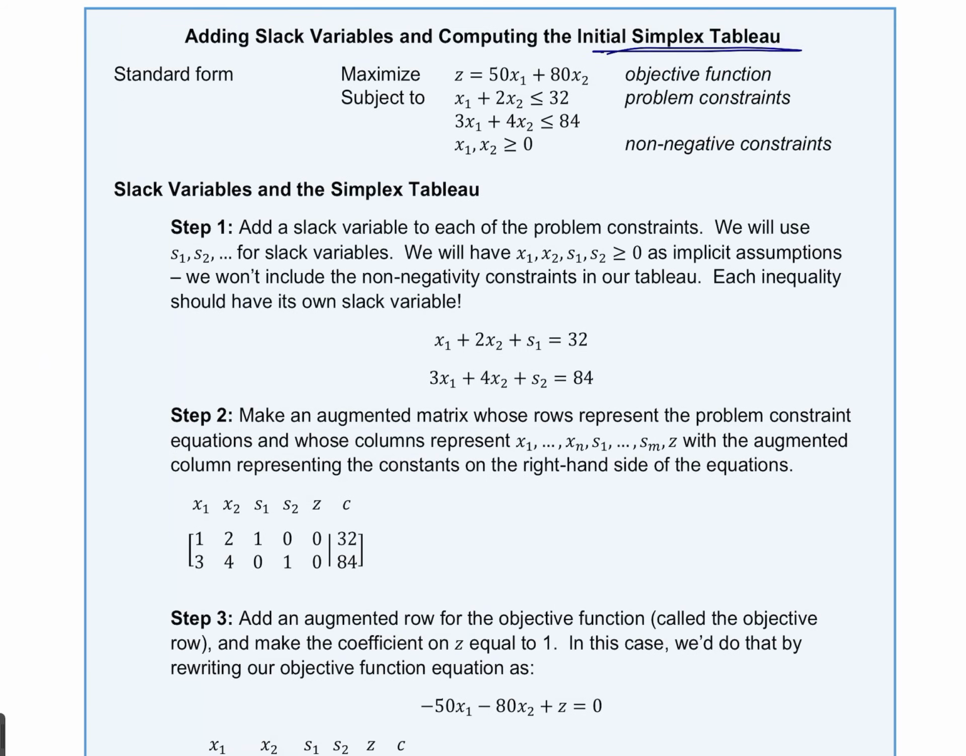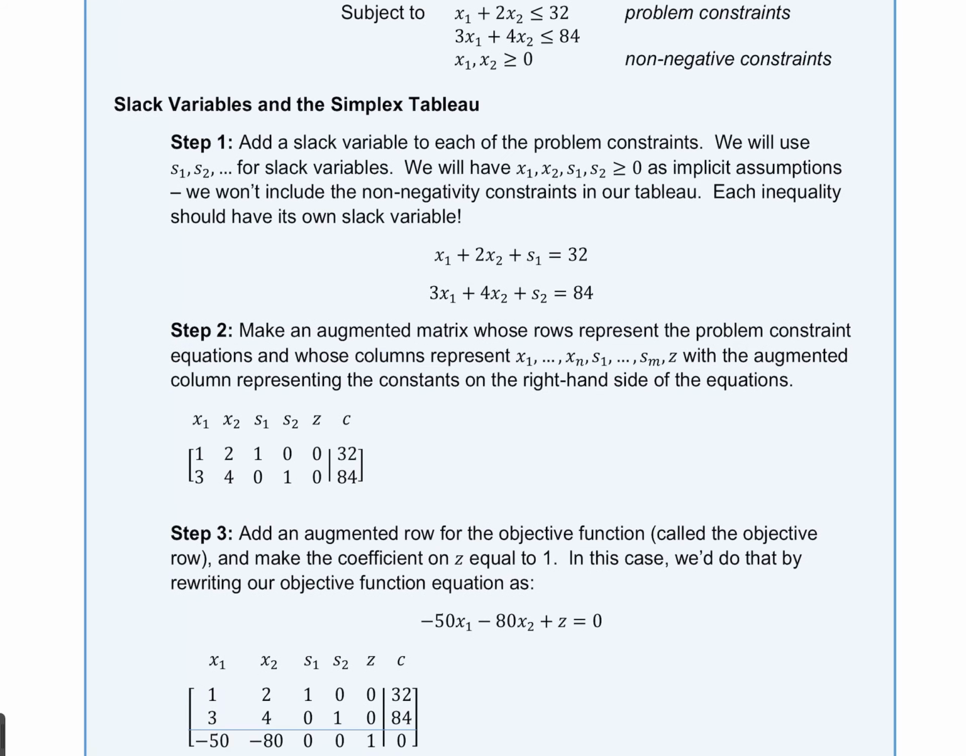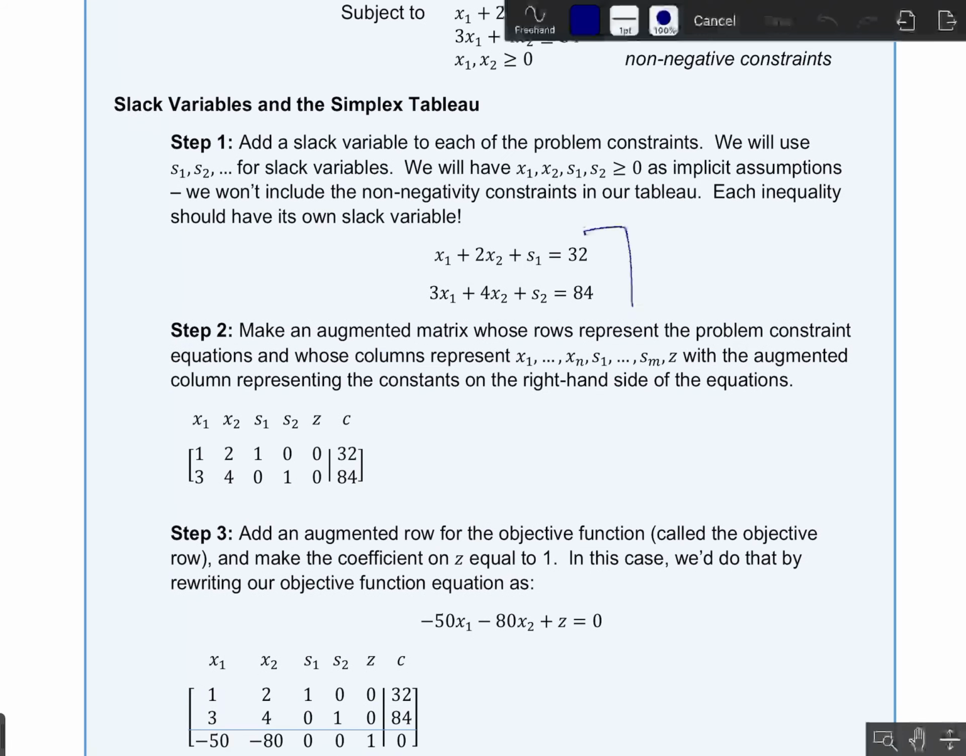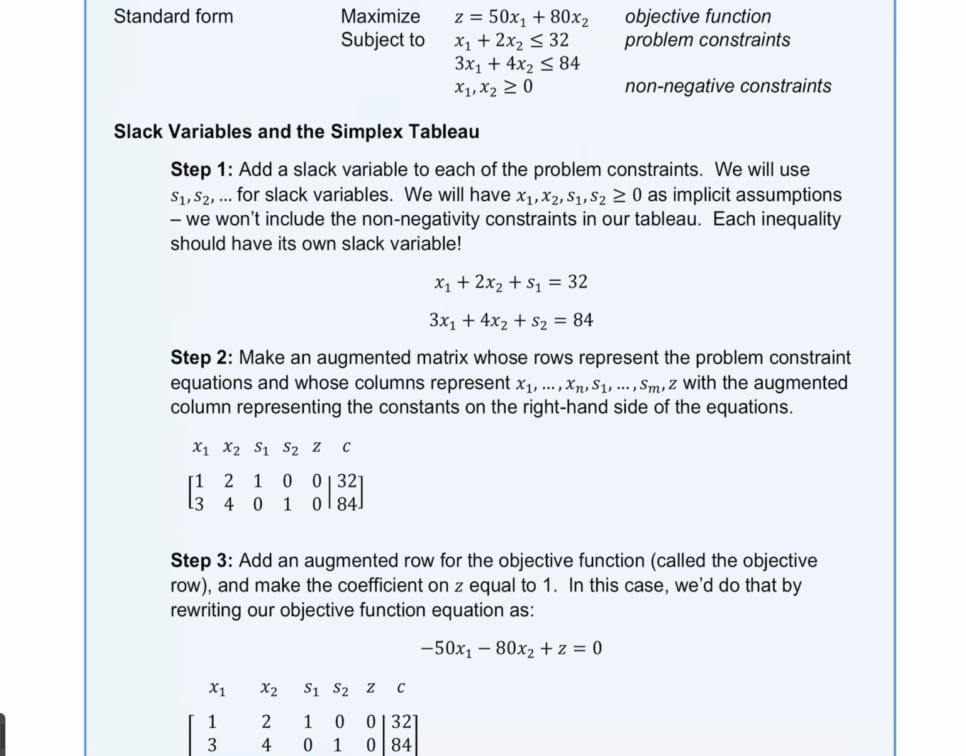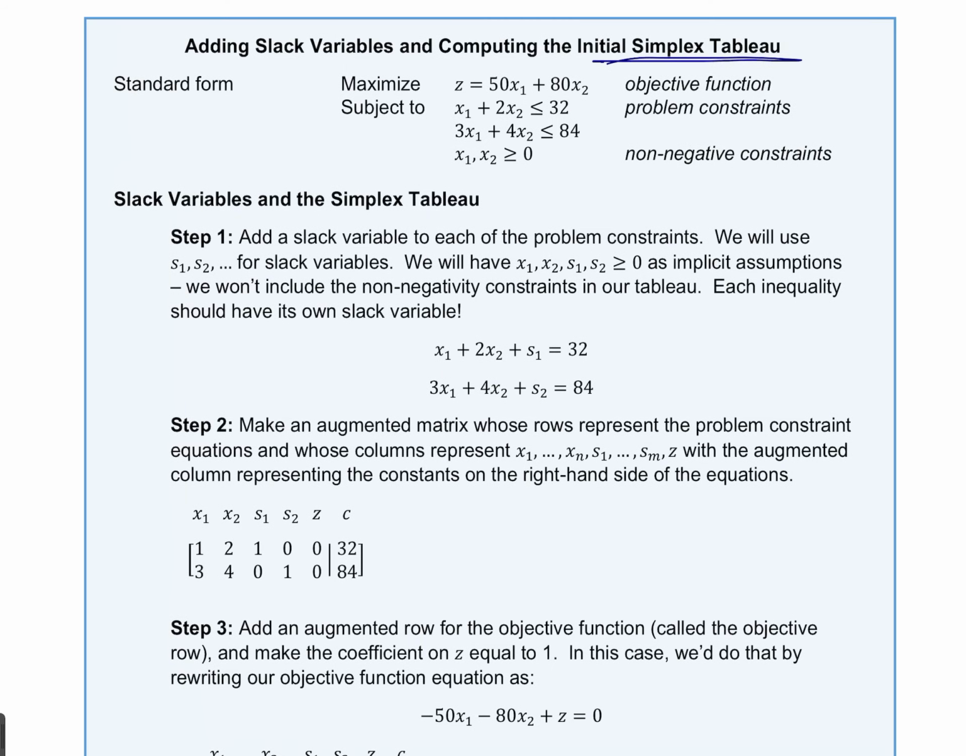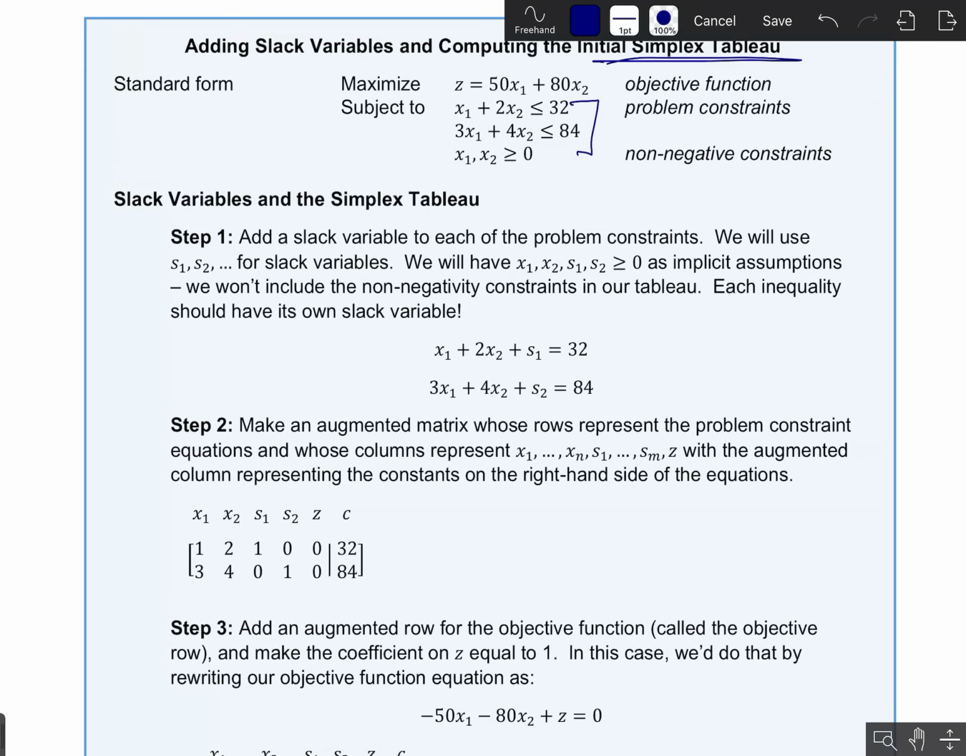Again, if you'd like, you can pause the video and read over this, or I would recommend just having the notes open in a separate tab so that you can scroll through them as I go through this video. So step 1 is just to add a new slack variable to each of the constraints like we had a second ago. So notice that for the two constraints that I have up here at the top, I can turn them into equalities by just adding a slack variable to each.